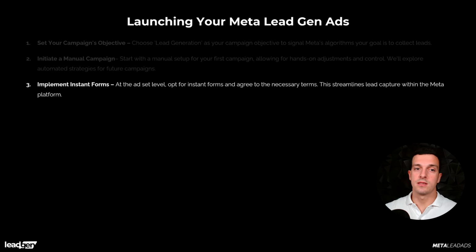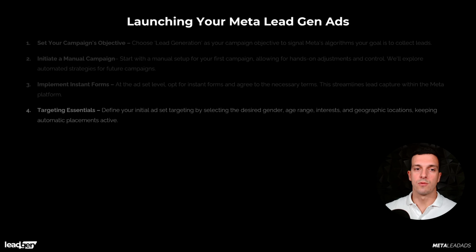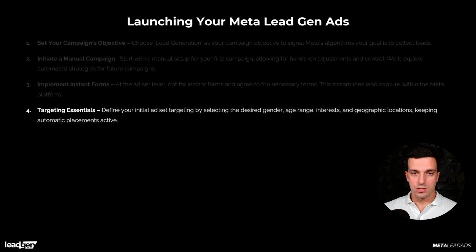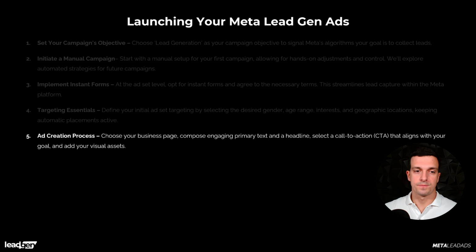We're gonna select instant forms, and this will enable us on the ad level that we can create a form. Targeting essentials. Define your initial ad set targeting by selecting the desired gender, age range, interest, and geographical locations, keeping automatic placements active. So first of all, we're gonna create that one ad set. We're gonna define the first targeting there.